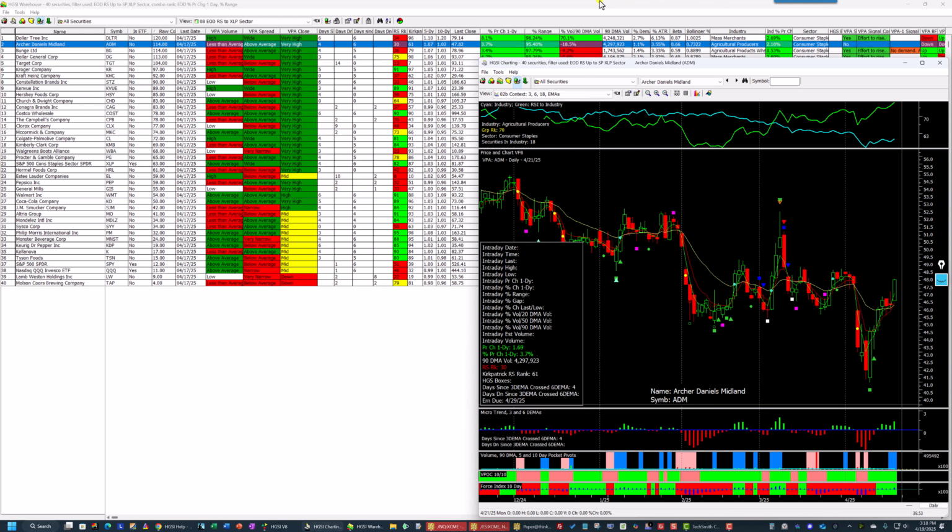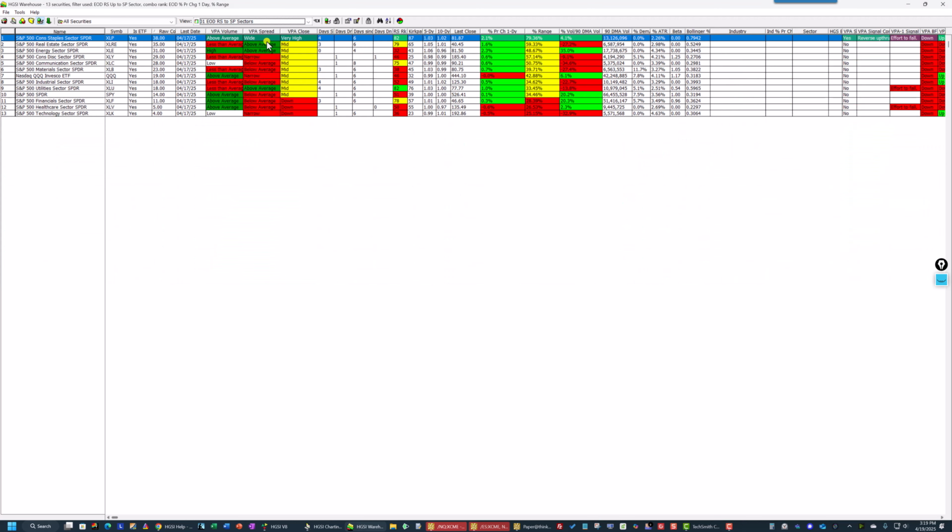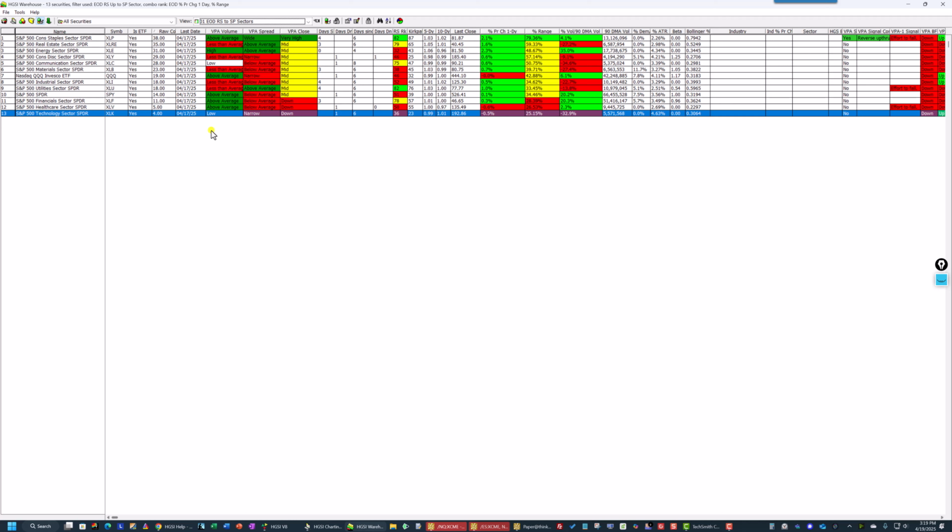Now, the way I view this, the warehouse is your daily scorecard for relative strength. First, with all of the sectors, and then going down to the individual levels depending on what you're looking for. Now, you can see that the technology sector is at the bottom. It was down 0.5% yesterday, closed at the 25% of its daily range, and volume was down.